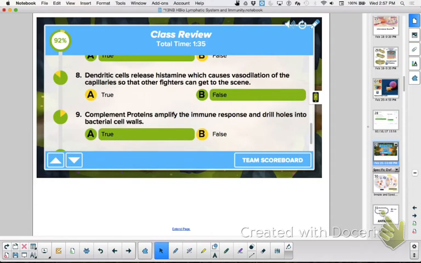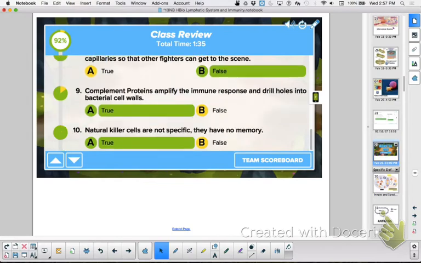So they up the response. That's one role of complement proteins, and they are hole drillers. Part of your innate response. And then everybody got 10.